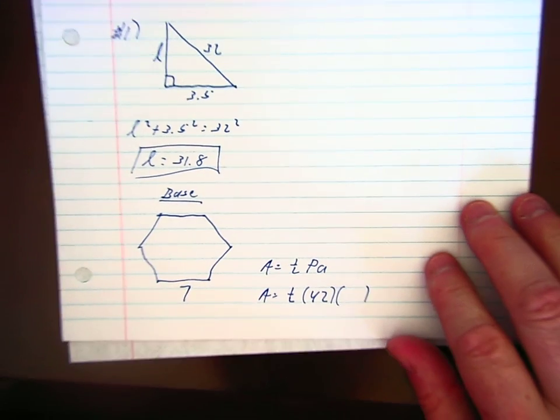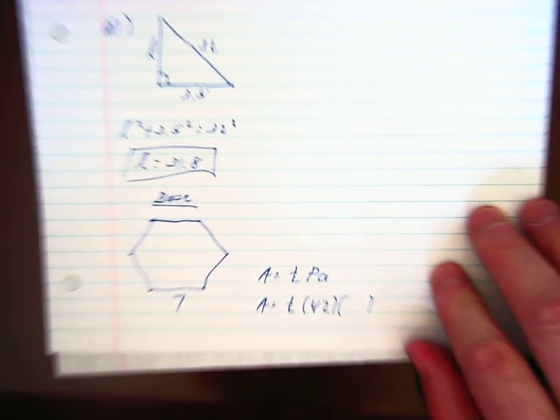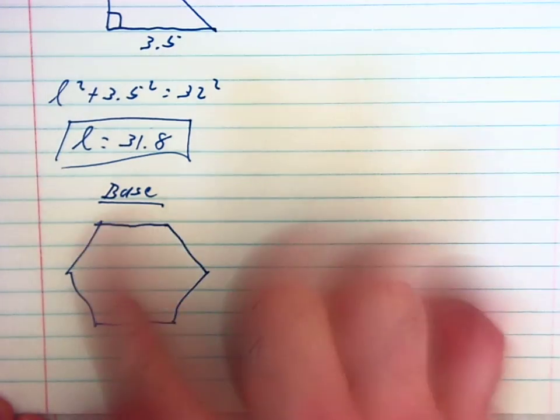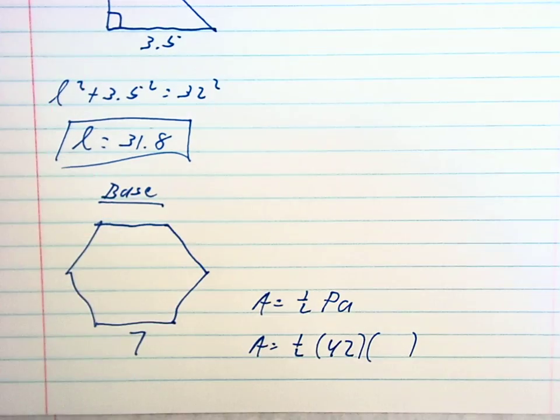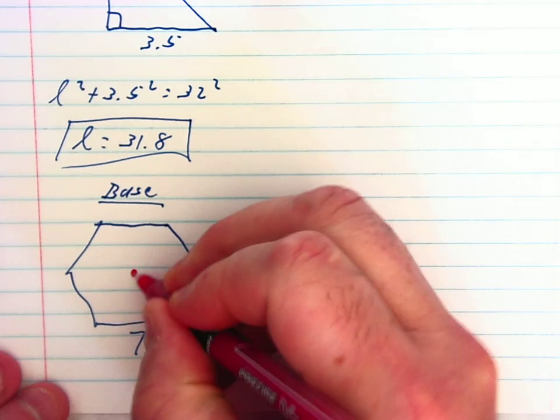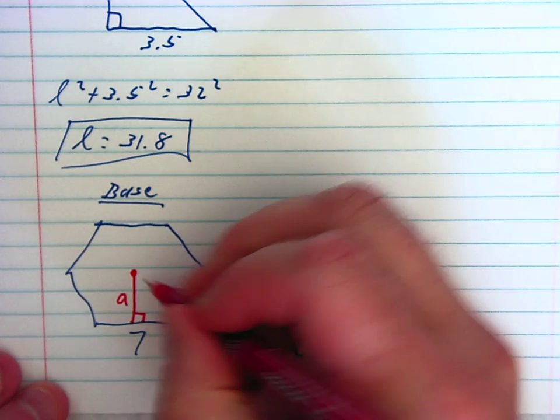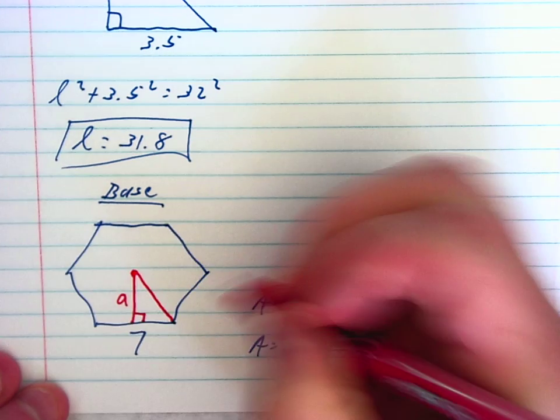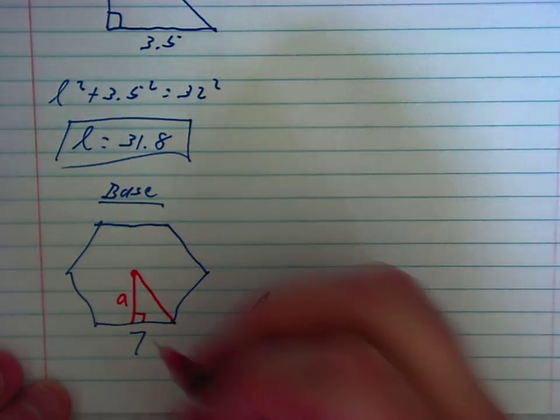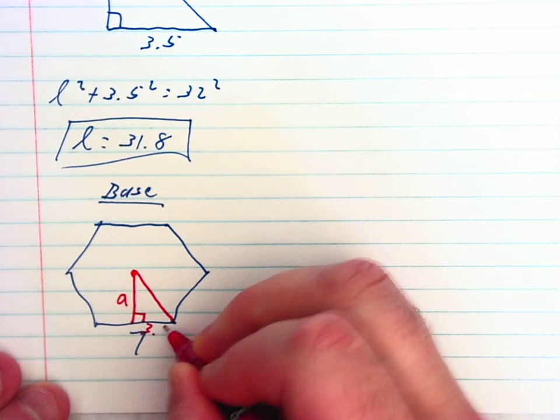So we've done this a bunch. You guys are now going to have to set up that right triangle that we set up inside here and find the apothem. So here we go. Here's the right triangle. Put a dot in the middle. We come straight down. That's the apothem. We go to the corner. That's the radius. This will be half of the 7, 3.5.